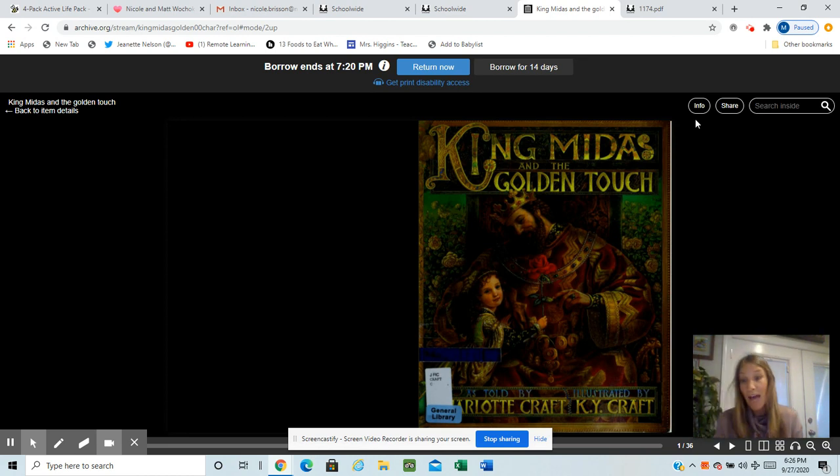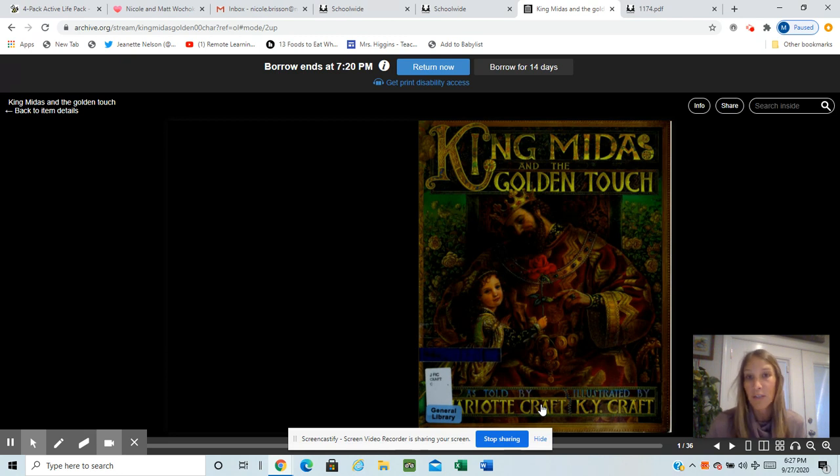Some of you might have read a version of this story before. So this is a myth because it's been passed down from generation to generation. There are a lot of different types of King Midas books out there. We're going to be reading the one by Charlotte Craft. And today we're going to be focusing on a few things.